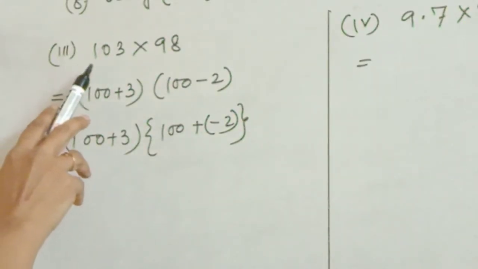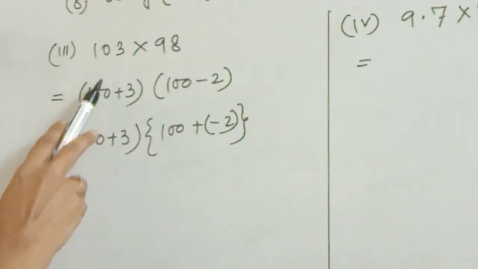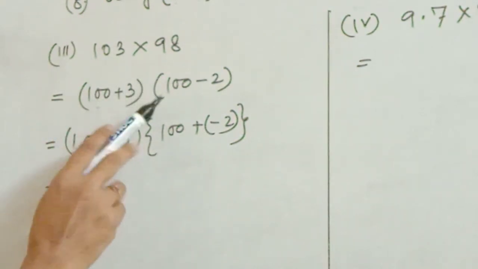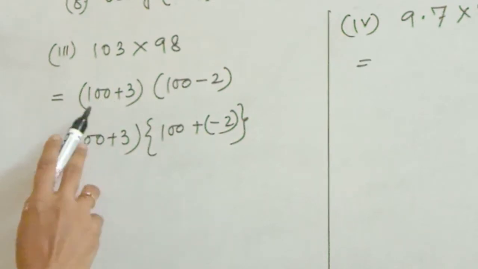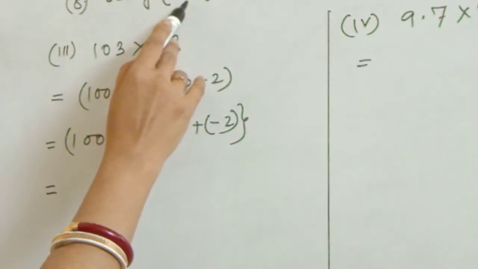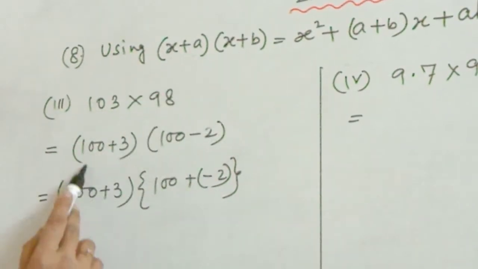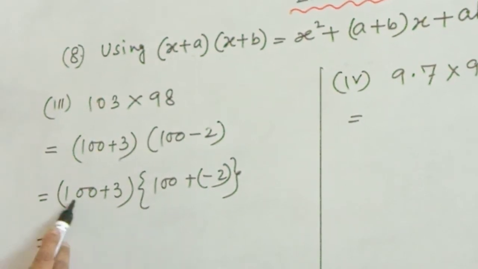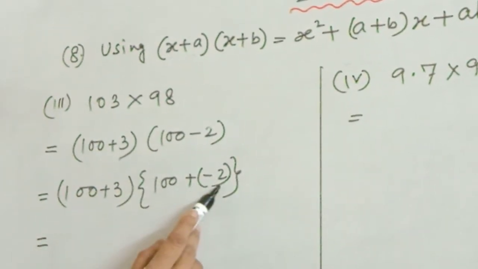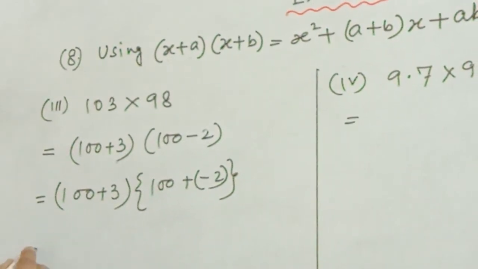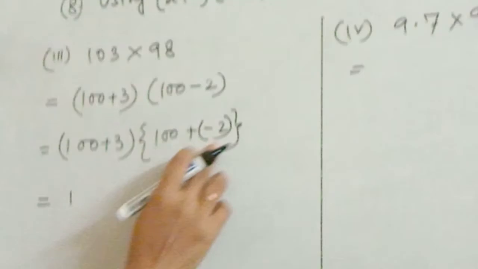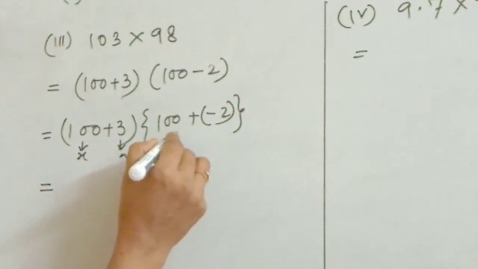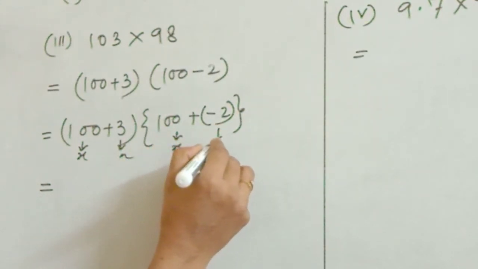Question number 3. 103 into 98. 103 you know 100 plus 3, and 98, by using 100, how can you write? Yes, 100 minus 2. Now the formula is telling that x plus a into x plus b. So x plus a is there. To make x plus b, I can write in this way using the second bracket. So 100 plus 3 into 100 plus minus 2. This kind of sums you have done before also. So 100 is our x, 3 is our a, and b is minus 2.